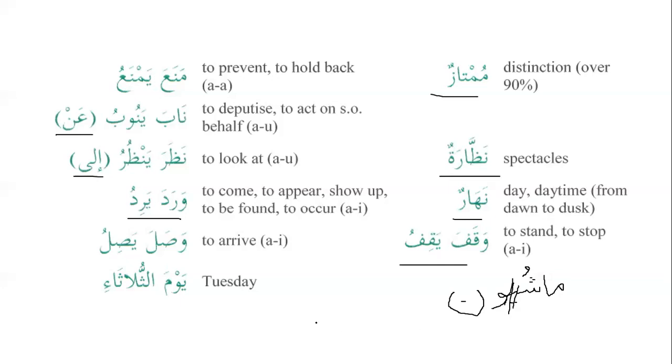Masha yamshi, in fact, comes with the preposition of ila, so that's why we have to use ila. So, yani mashuna ila al-masjidi. Nahnu yani mashuna ila al-masjidi. We are heading to the masjid.